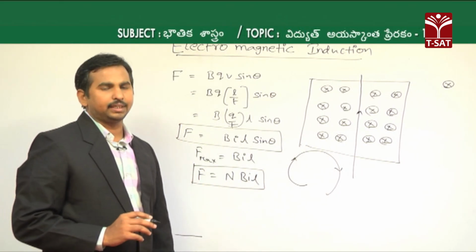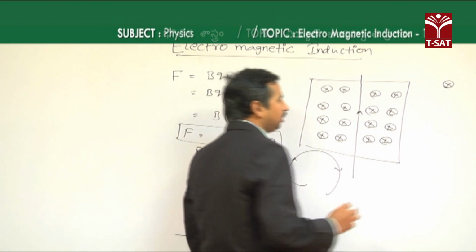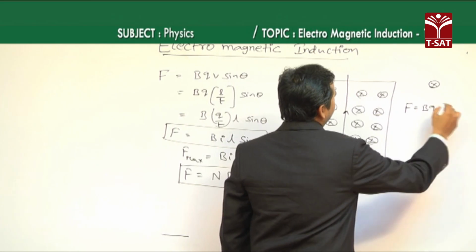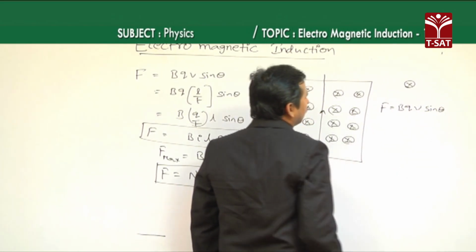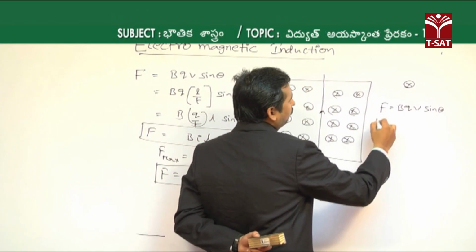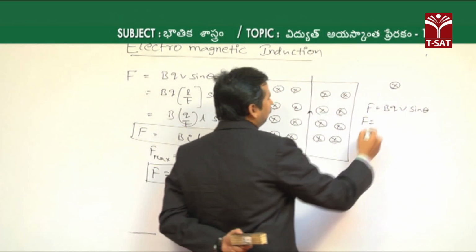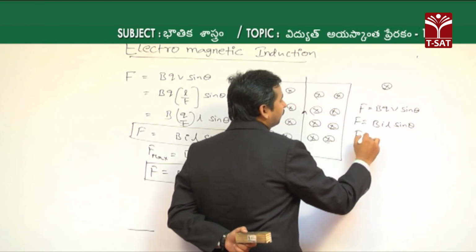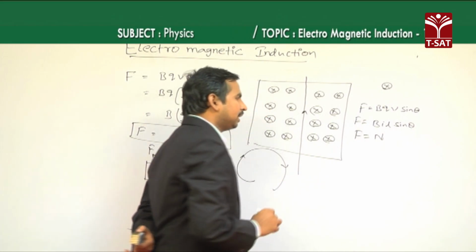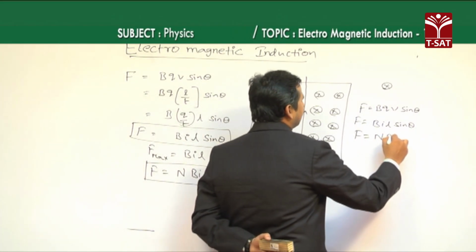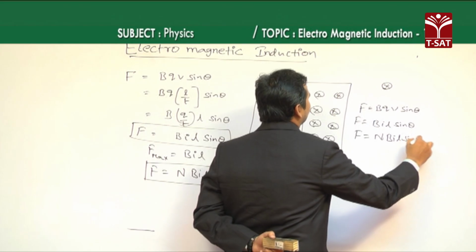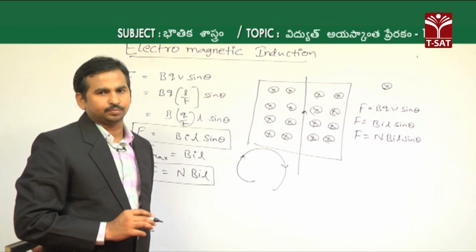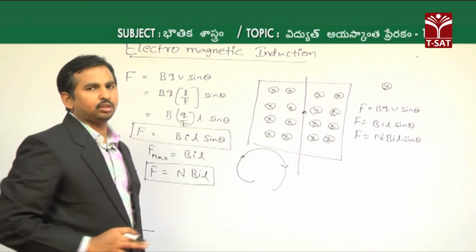So finally we got three different formulas here. For the case of only a charge, we know that F is equal to BQV sin theta, which is the general case. After that, if we take a current carrying wire like this, then we get BIL sin theta. And if you are taking a number of turns, like a circular coil, then F is equal to N into BIL. The force is maximum when theta becomes 90 degrees. Okay. Till now we have seen how to get the force.